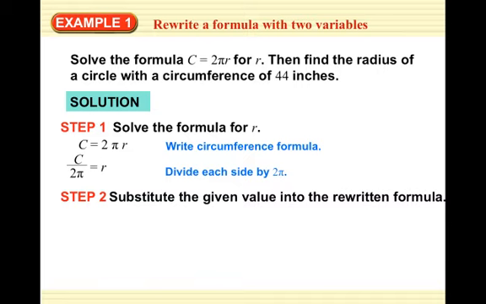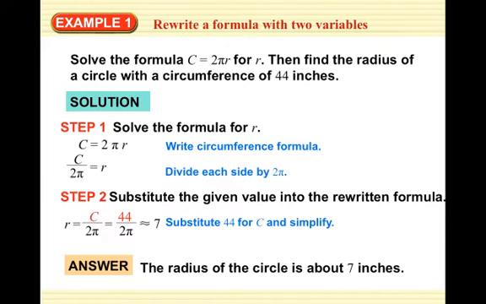So step 2 is we're going to substitute the given value into the rewritten formula. So we're going to substitute in 44 for circumference. So we're going to substitute 44 for C and simplify. So we're going to have r equals C divided by 2 pi. So substituting in 44, we'll have 44 over 2 pi, which when we put it in our calculator and evaluate is approximately 7. So the radius of the circle is about 7 inches.